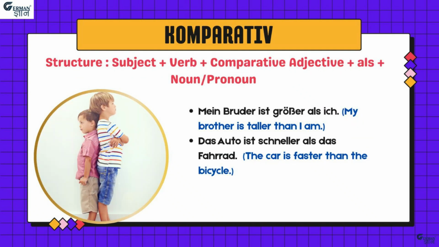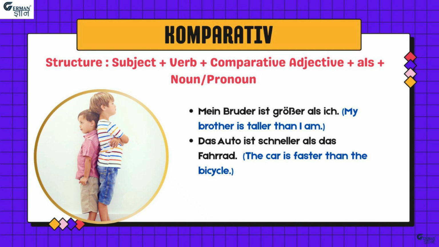Then the next sentence structure is of comparative. So comparative is basically the sentence structure for adjectives, like how can you use an adjective in the comparative form. So the sentence structure is, first comes the subject, then the verb, and then the comparative adjective. Then you have to write "als" and then the noun or pronoun with which you are comparing the thing. For example, "Mein Bruder ist größer als ich."